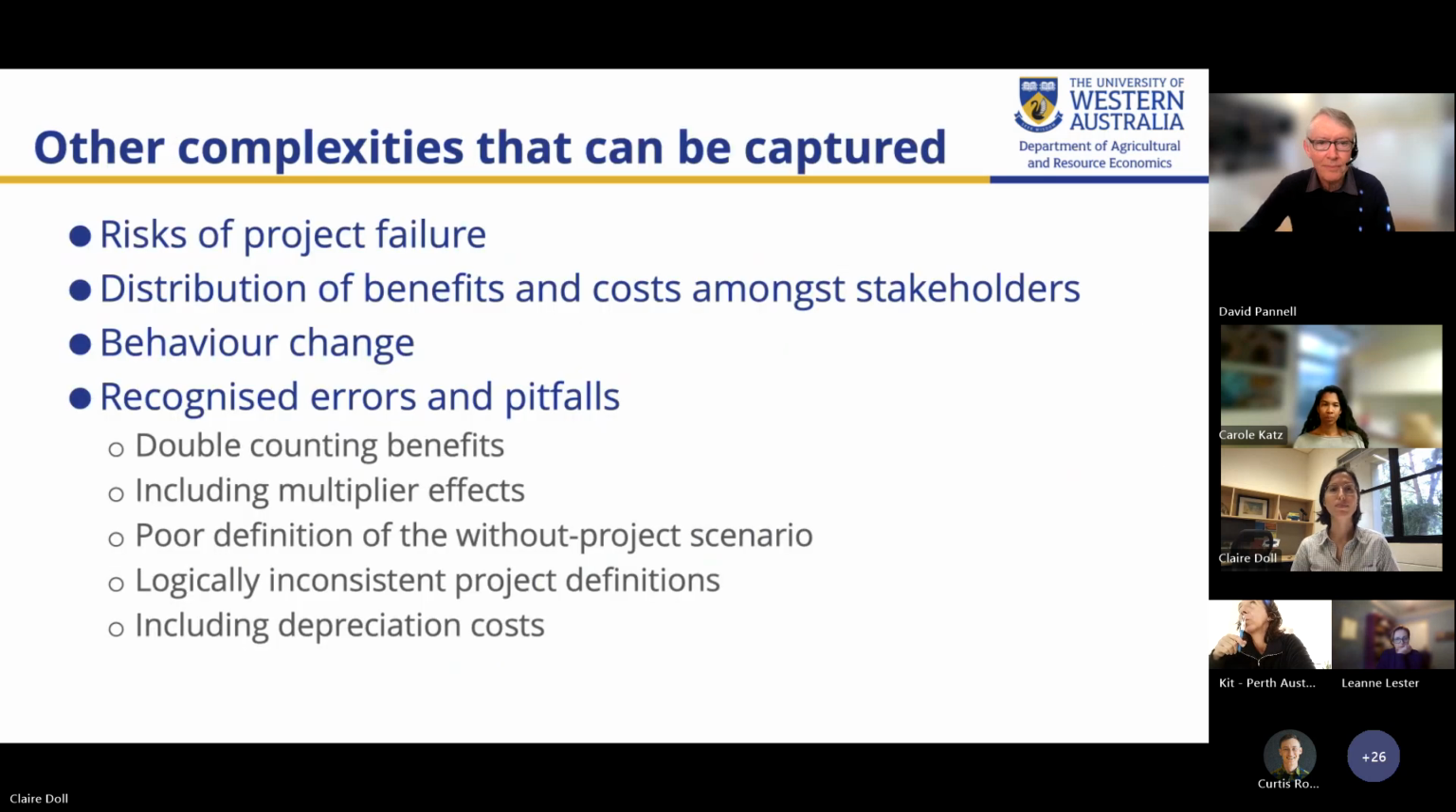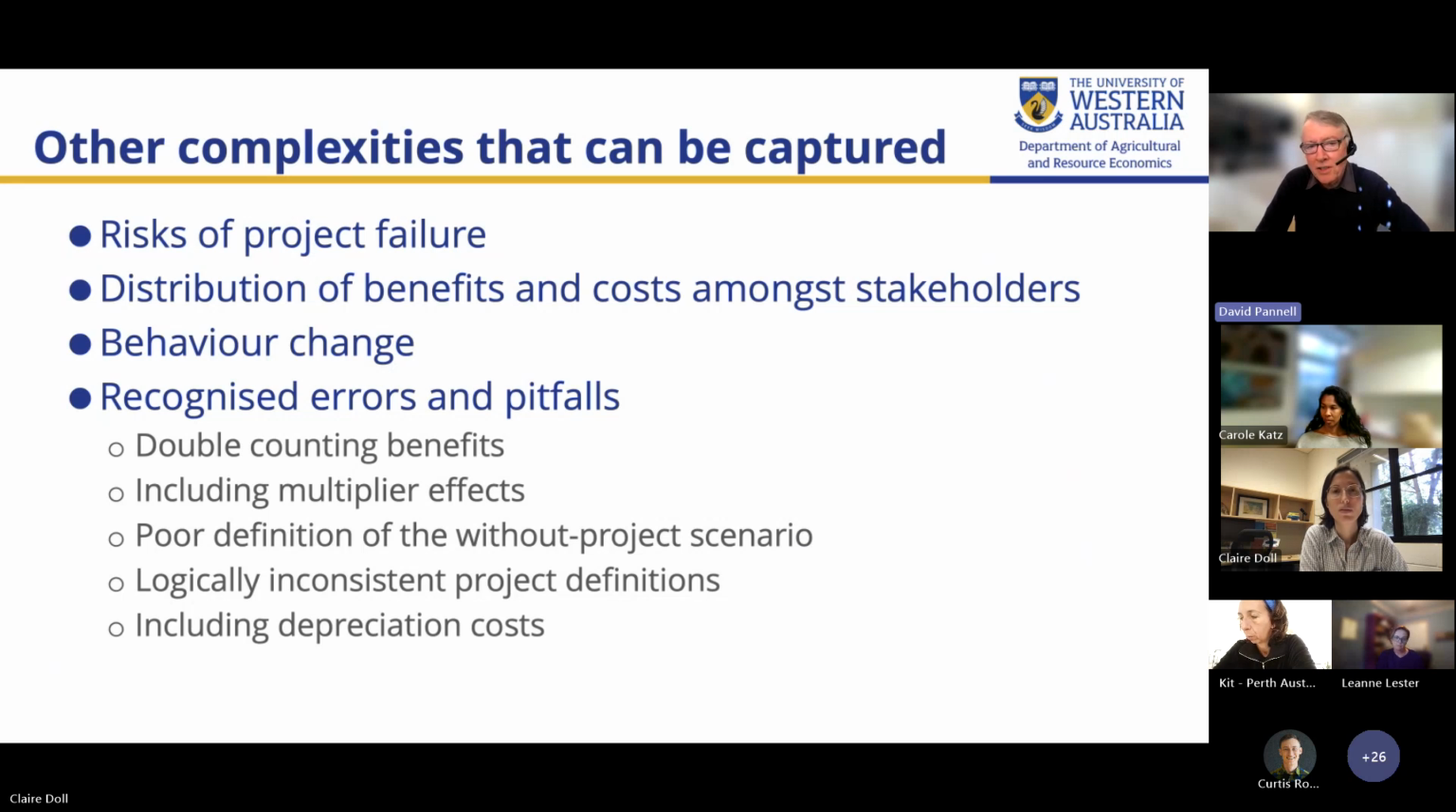Okay. And then just to finish up, there are a couple more complexities that we need to think about and worry about capturing to make sure that our final results are robust and have considered all relevant factors. There could be a risk of project failure. Not all projects succeed as we would like. So there are various techniques to try and quantify what those risks might be and to scale and weight the results to take account of that.